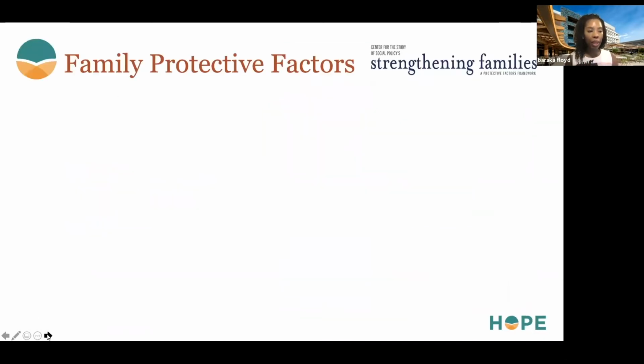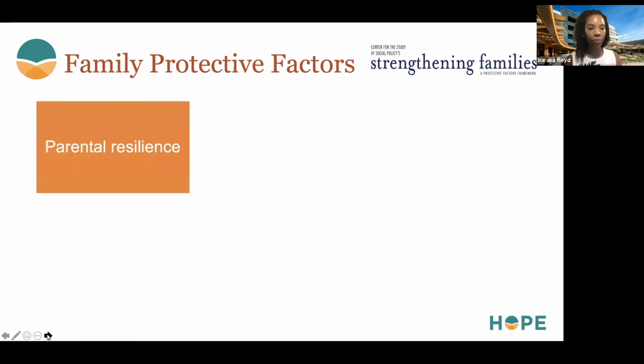So the AAP also recommends looking at family protective factors, and they recommend the Strengthening Families protective factors as one of the two models to use. So we're going to review that too.